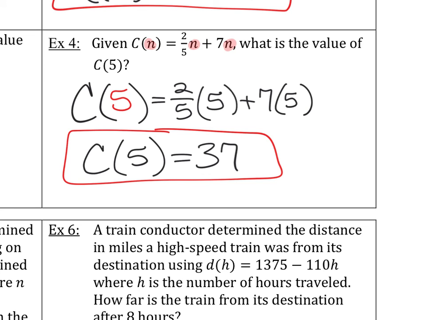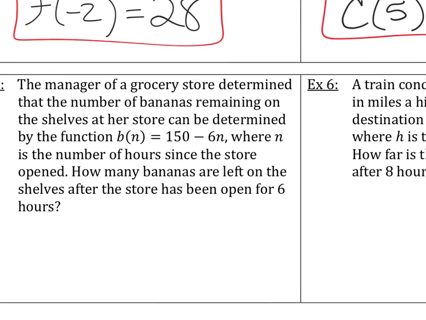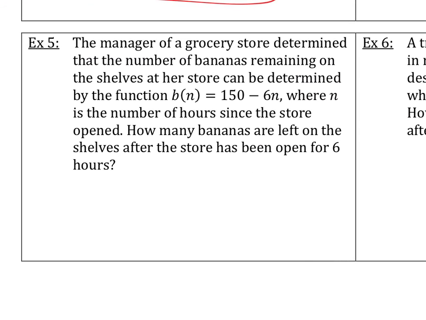The only way that we could possibly try to make function notation harder is a way that makes it more realistic. This is a way that we would use function notation in real life. Okay? Let's say you own a grocery store. You are the manager of a grocery store. And you studied your store to discover things about your business, because that's what business people do. And you realize that the number of bananas remaining on the shelves at my store can be determined by this function, b of n equal to 150 minus 6n, where n is the number of hours since the store opened. B stands for bananas. N stands for the number of hours since it's opened.